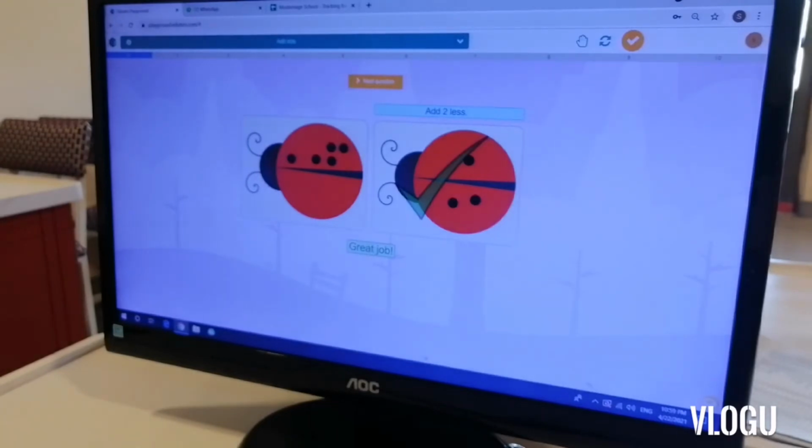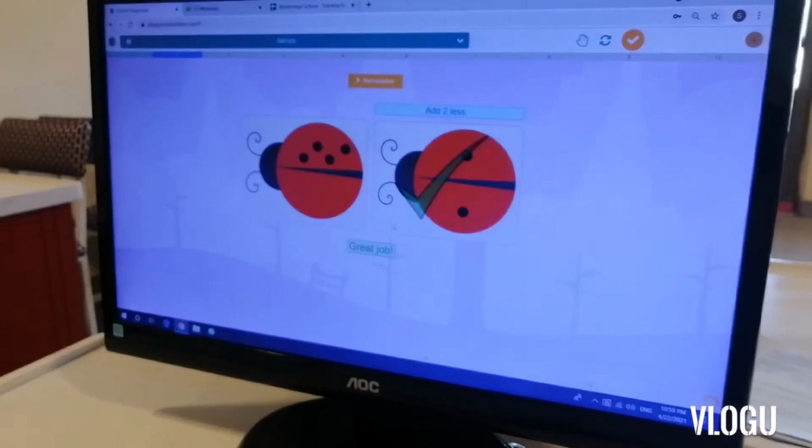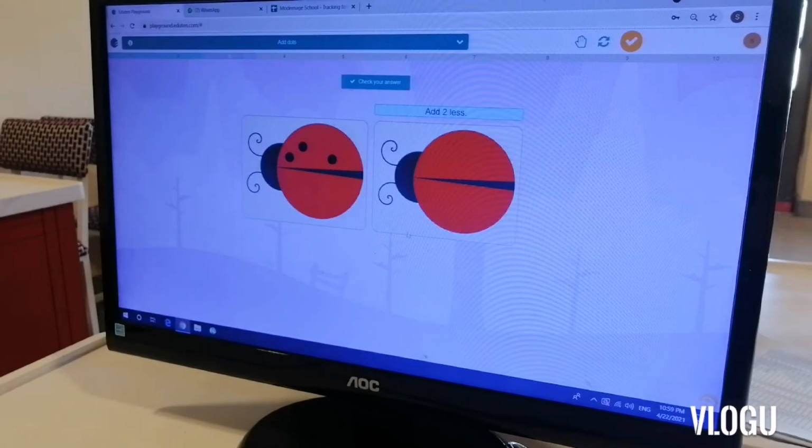Click on the check your answer. So this is how it works, great job. For the next question, click on the next one. Add 2 less. Again 2 less, so the remaining 2 will be left. So students, this is how you can play this ladybird add dots game.